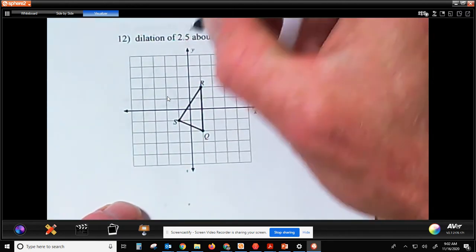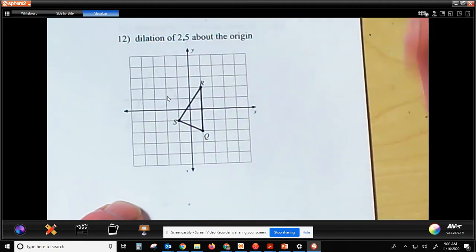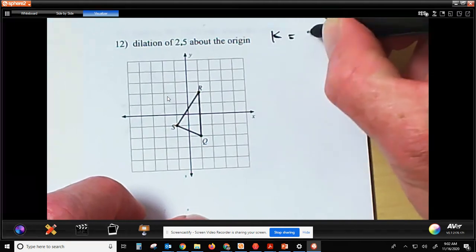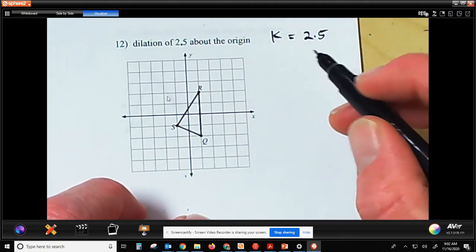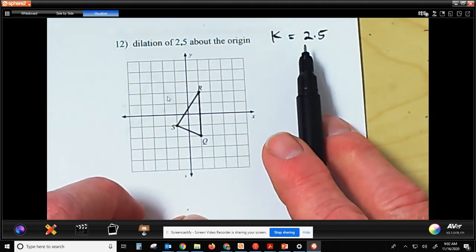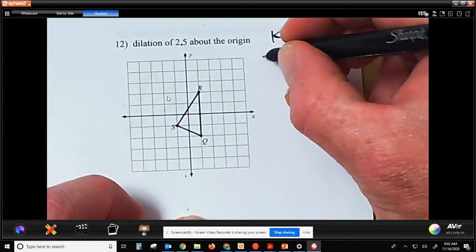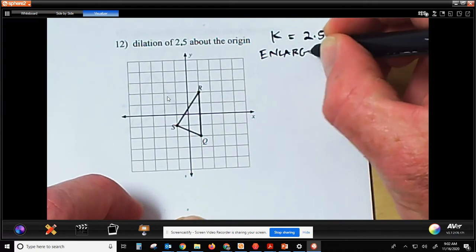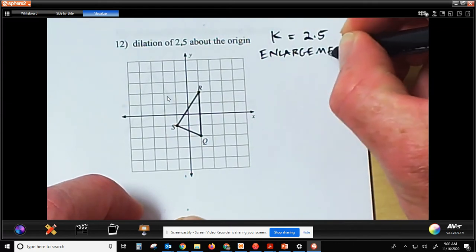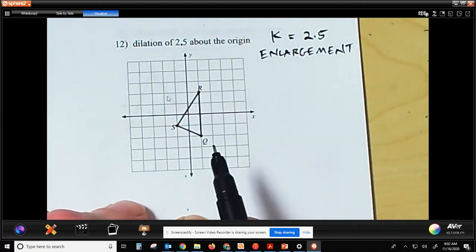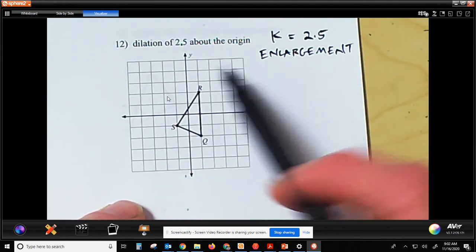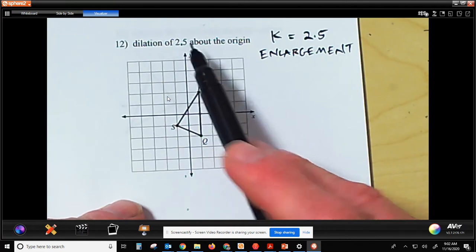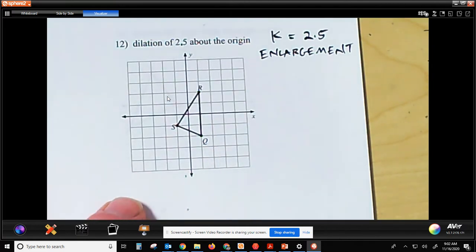A dilation of 2.5 about the origin. My scale factor is 2.5, a positive number, and it's larger than 1. So this will be an enlargement. This triangle shape will increase, each length of the triangle will increase by 2.5. Okay.